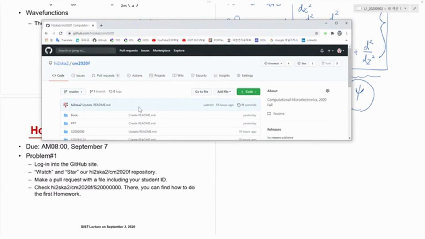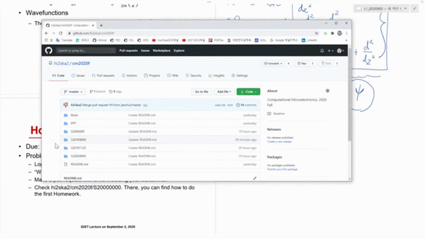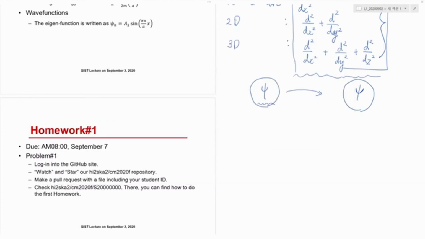In order to submit your homework, you have to make a pull request. I think that for some of you this concept is still not quite clear. So if you have any questions, please ask me now or send me an email. Then I can try to answer your question. Okay, so do you have any questions, especially about homework number 1? If you have a question, please let me know, and please remember that due date.